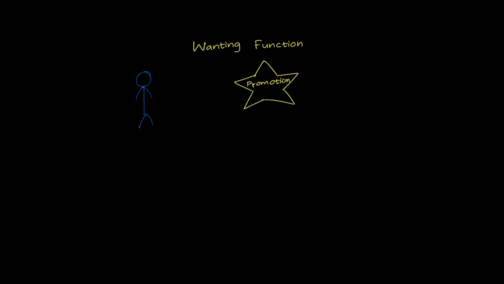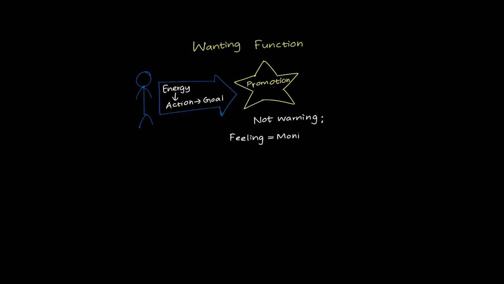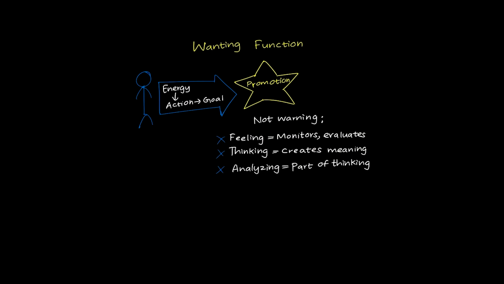Wanting. The wanting function allocates energy into action based on what we define as desirable and possible. It drives us towards goals. Feeling monitors and evaluates whether events are positive or negative. It doesn't direct energy towards specific goals. Thinking creates meaning and interprets situations. It doesn't allocate the energy that drives pursuit. Analyzing is a component of thinking, not a separate function.